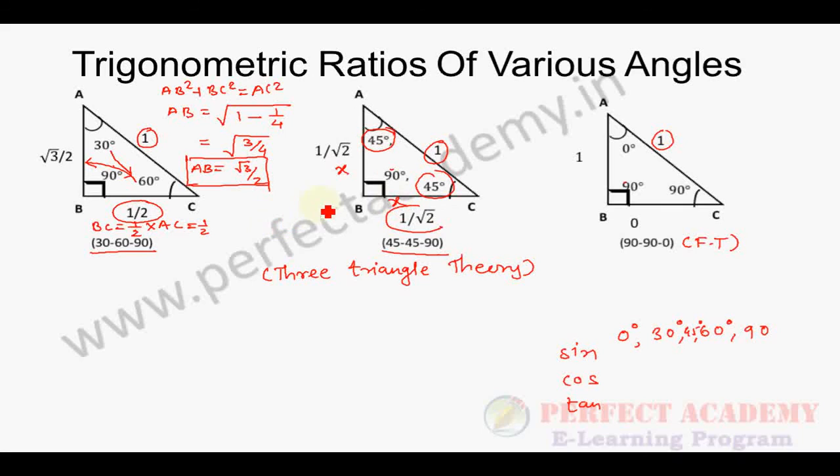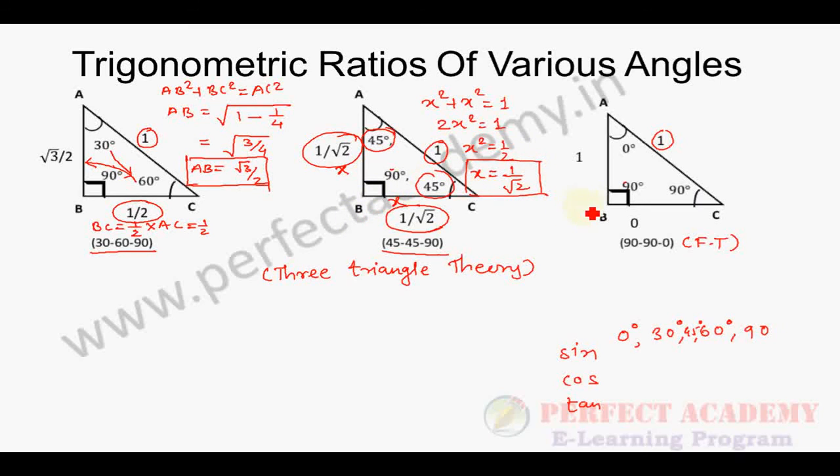So if I use the Pythagoras theorem, what should I get? AB square plus BC square is equal to AC square. So x square plus x square is equal to 1, because 1 square is nothing but 1. So 2x square has to be 1, x square has to be 1 by 2, and x should be equal to plus or minus 1 by root 2, but I will not consider the negative root here. So both sides of this 45, 45, 90 triangle other than the hypotenuse are 1 by root 2. So we have simplified this triangle as well.